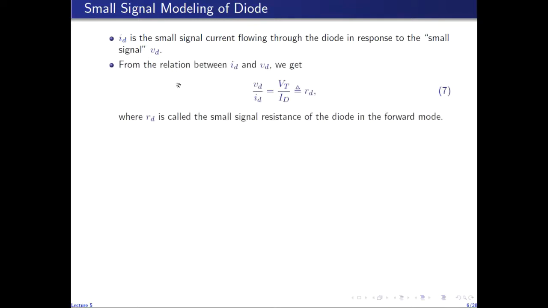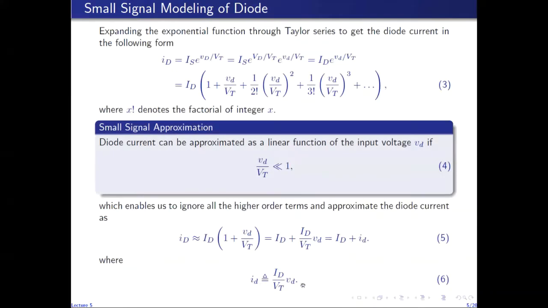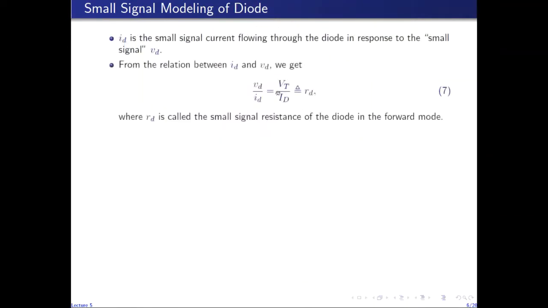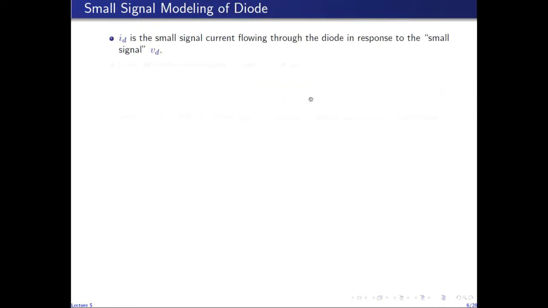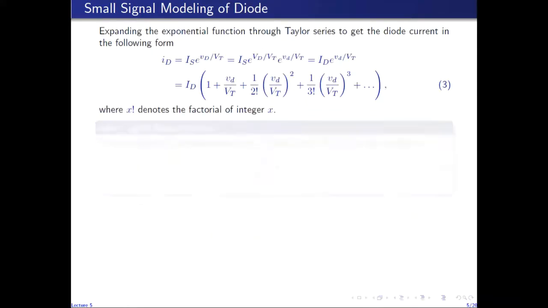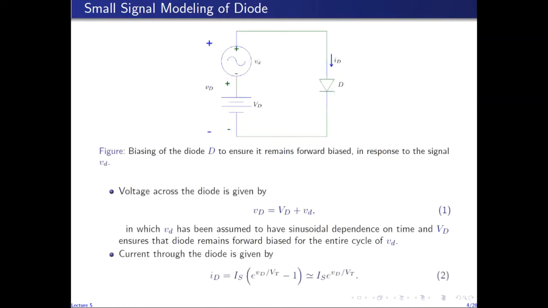Now, from this relation between id and vd, we can find the ratio of vd to id, which is equal to VT over capital ID. We call it the small signal resistance of the diode in the forward mode. Because if we look at this circuit, the diode is excited with a small signal and the DC source. So when we perform the AC analysis, we kill this source and we are left with only vd across the diode.